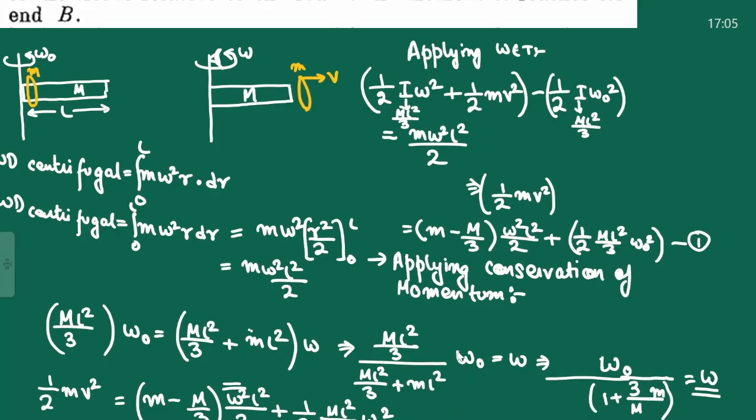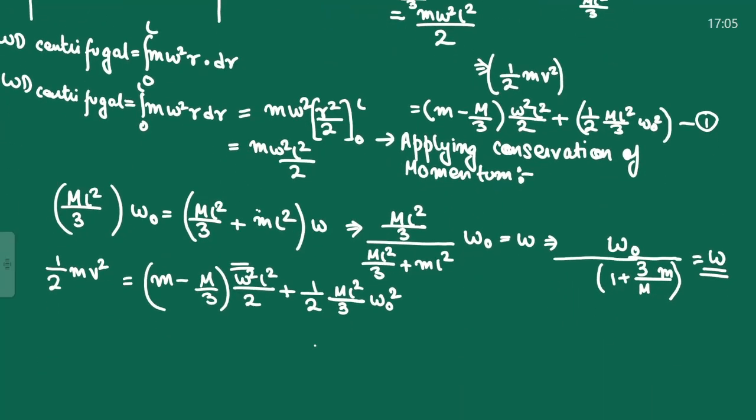Now when I solve this equation, if I substitute the value of omega out here, I'll get v is equal to omega naught L under root of 1 plus 3m by capital M. So this would be our answer.